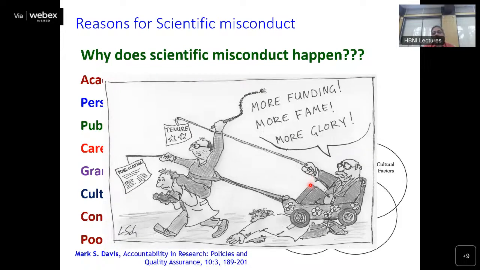So at the end of the day, what happens finally is that you have the big bosses who are always after large funding. They want more fame, they want more glory, and they drive the middle level scientific personnel, and finally down the line you have the poor student who gets stuck with it all. So this is how, unfortunately, the research hierarchy works in most countries.